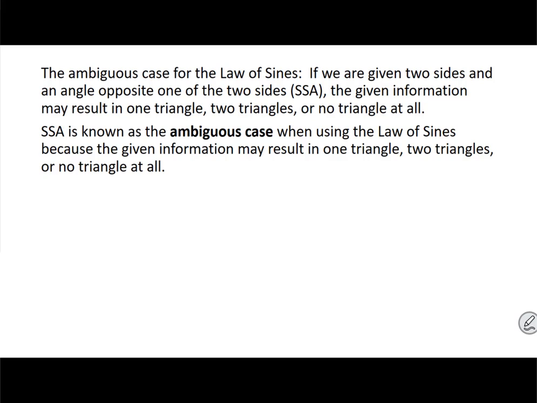Let's go ahead and talk about solving SSA, or side-side-angle, triangles. When you're given two sides and the angle opposite one of those two sides, you can use the law of sines in order to set up and solve that triangle. That's because, since I'm given a side and an angle opposite, I can use that ratio: a over sine A equals b over sine B equals c over sine C.